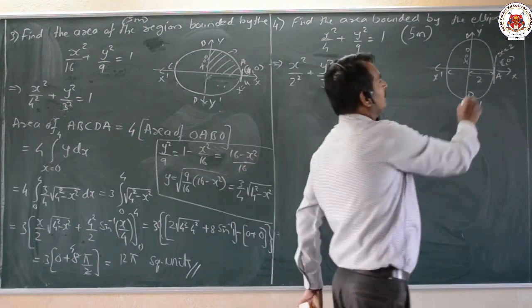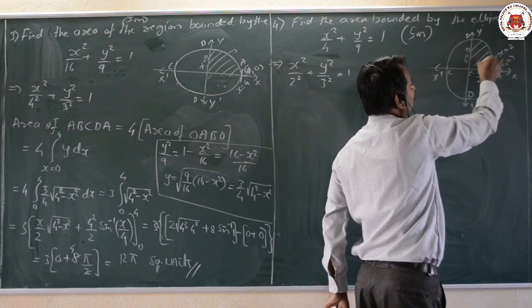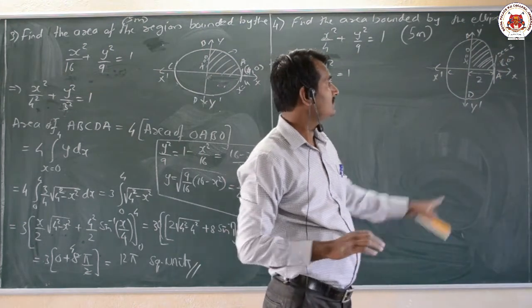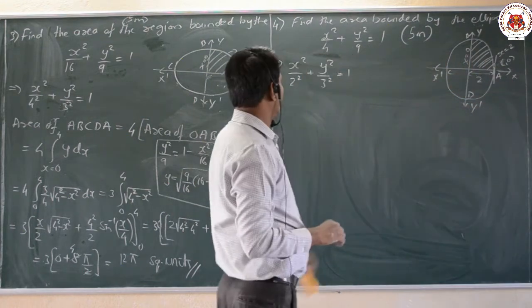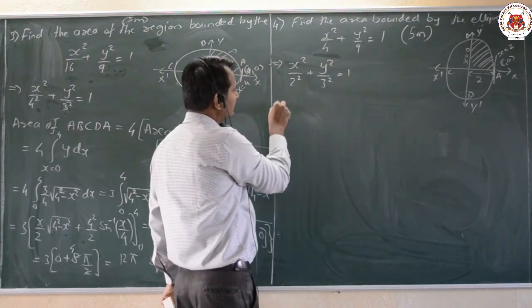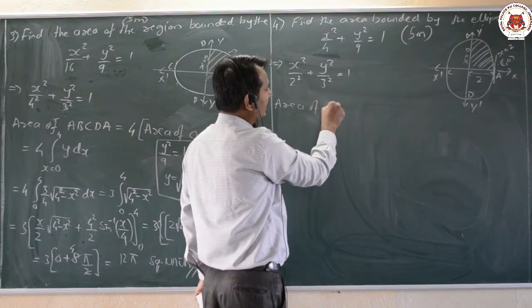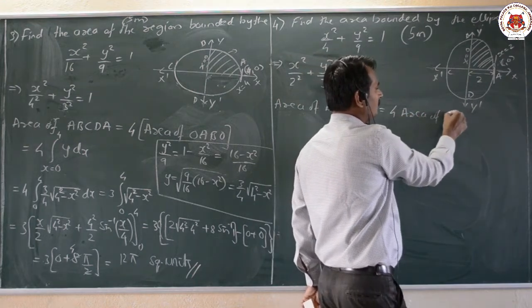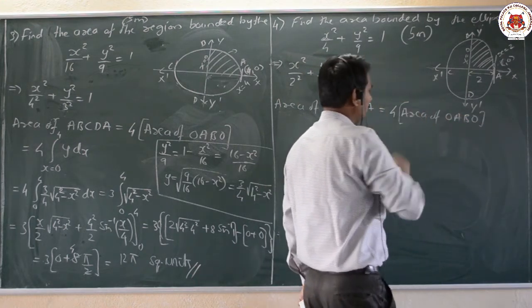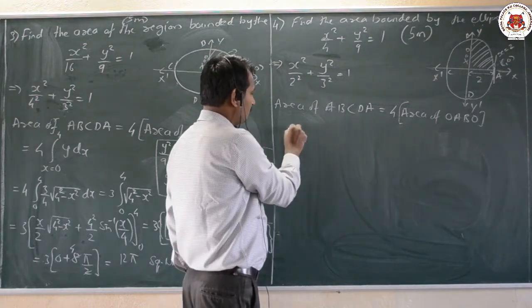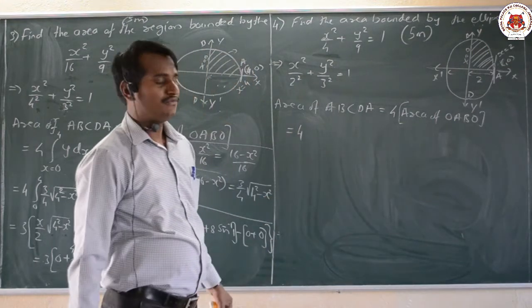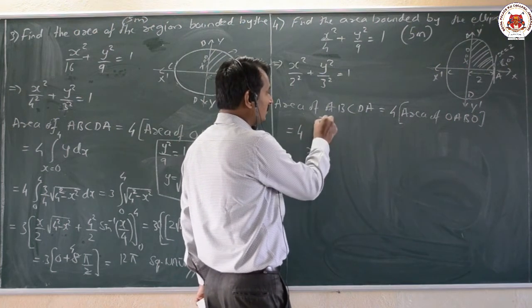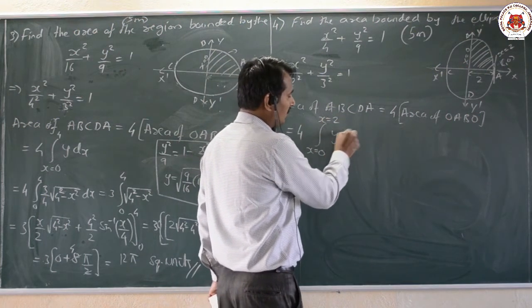For that purpose, I will multiply this particular thing by 4. Why? Because this whole ellipse is divided into 4 equal parts along the coordinate axes. So what we require is the area of a, b, c, d, a equal to 4 into the area of OABO. That is nothing but 4 into the integral from x equal to 0 to x equal to 2 of y dx.